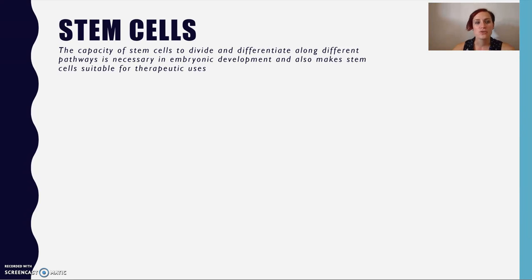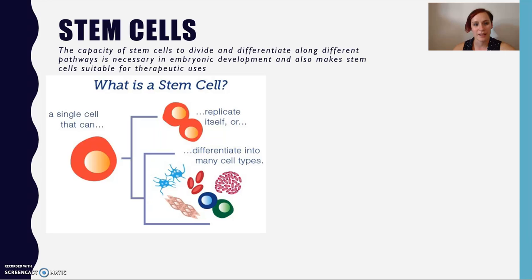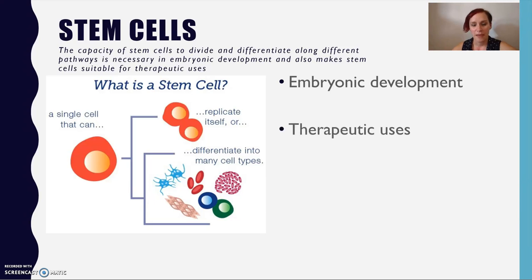And their ability to do that, to divide and turn into another cell, is what helps us to grow when we are an embryo, but it also gives them amazing potential in other areas. So it can turn into lots of different cell types and replicate itself. And that means we can use them in a lot of medicine areas.